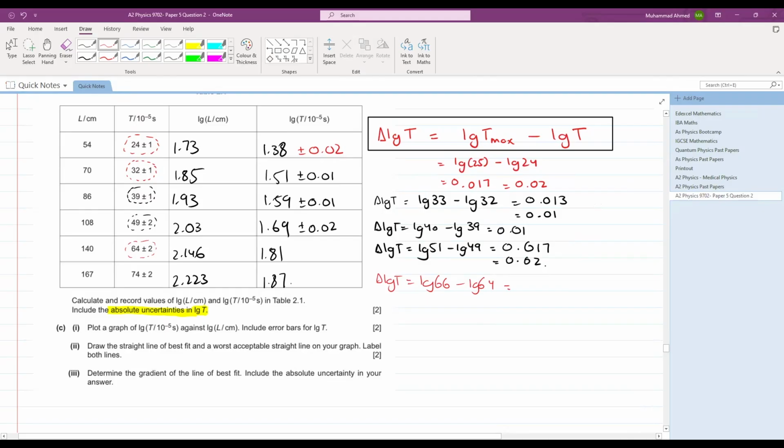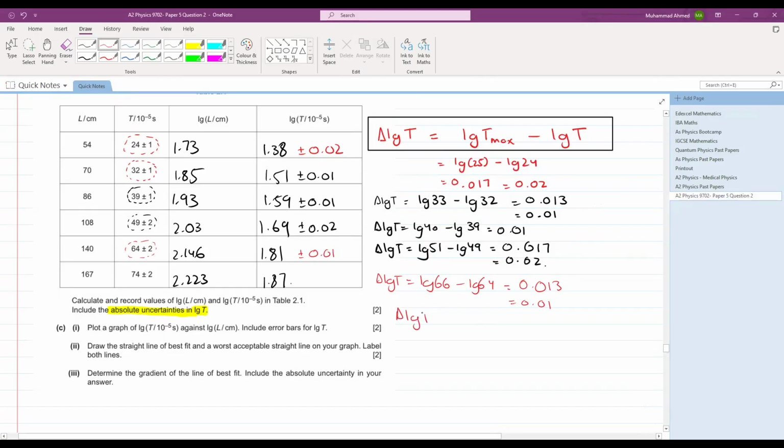Let's calculate it. 66 minus 64. This comes out to be 0.013. That, if rounded off, will become 0.01. Perfect. Let's do it for the last row.